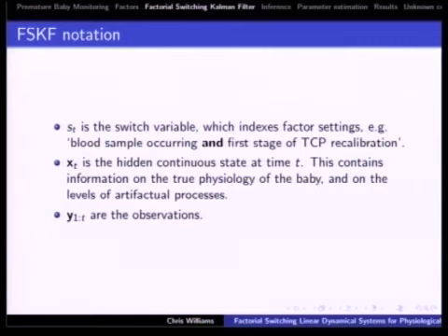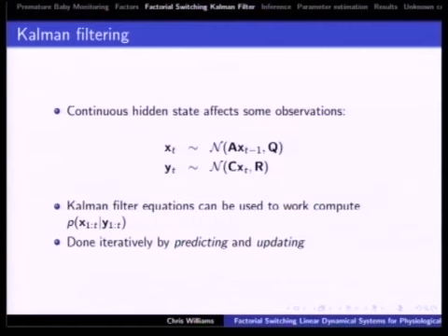X of t is the continuous hidden state, and so given a setting of S of t, we believe that a linear dynamical system is adequate to model what's going on. If it weren't adequate, then we could break up each regime into a number of different regimes, but we haven't needed to do that. And then the Y's are observations. So then, this is really Kalman filtering 101. I'm sure we've seen these many times already over the last 2 days.